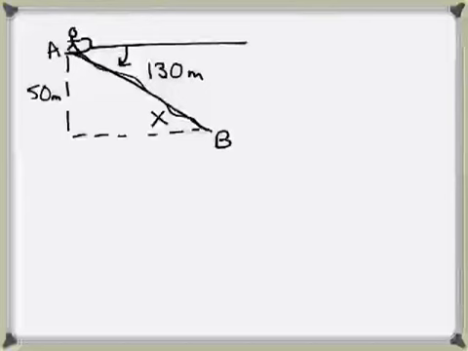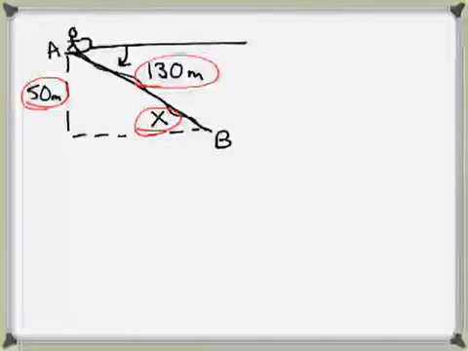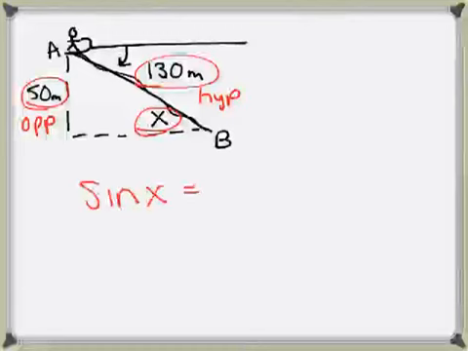So that's step 1. Step 2 is figure out what we have and which trig function we'll use. So according to x, what kind of a side is 50? Opposite. And you told me 130 was the hypotenuse. So which trig function uses opposite and hypotenuse? Sine. Sine of x is 50 over 130.